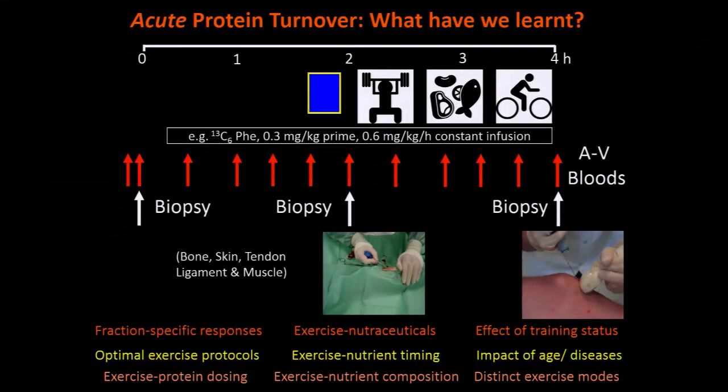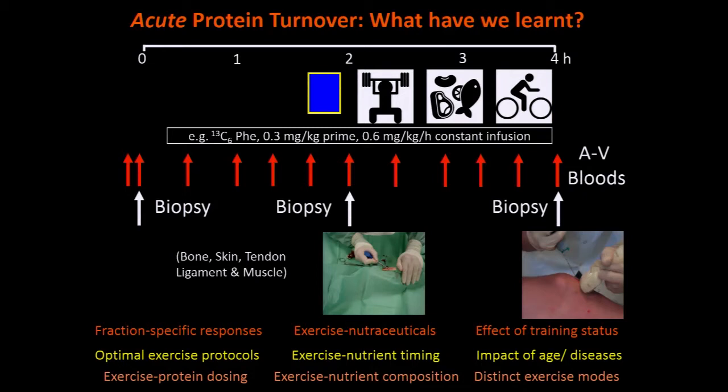And for anyone unfamiliar with these techniques, this is what a standard protocol would look like. Typically we would have 2 periods in a basic study design: a baseline period here, and an intervention period here. What you would do is infuse a tracer and take AV blood samples if you're interested in quantifying both synthesis, breakdown, and arriving at net balance. And of course, take biopsies in order to measure the direct incorporation of the tracer into muscle protein.